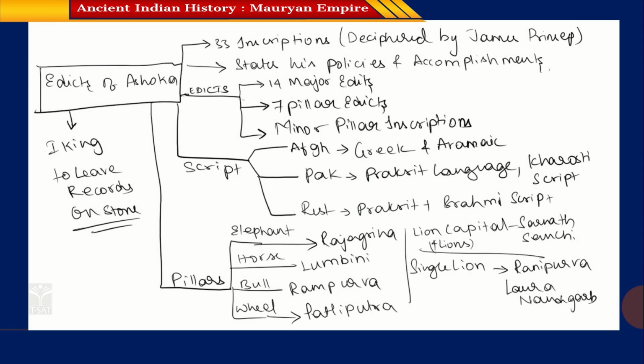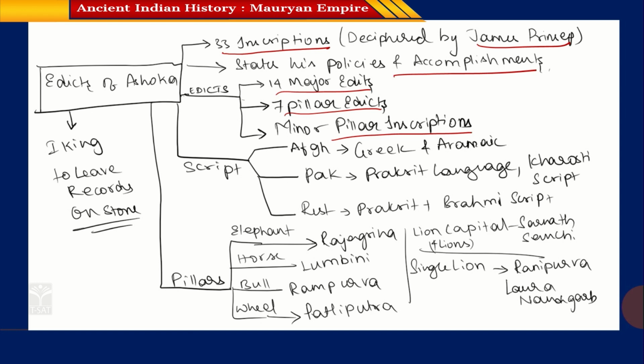Ashoka gave a lot of inscriptions and edicts. His contributions to art and culture are substantial. In total, Ashoka gave 33 inscriptions. These inscriptions were deciphered by James Prinsep, East India Company period. Ashoka's edicts talk about his policies, his accomplishments, and his ideas. There are 14 major, 7 pillar edicts, and also many minor pillar edicts. An edict is basically like a slab or a pillar on which a text is written.